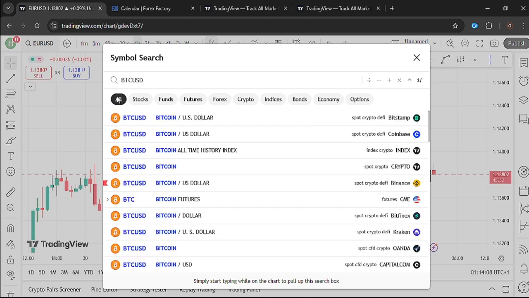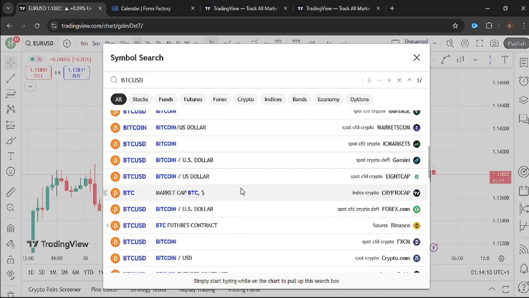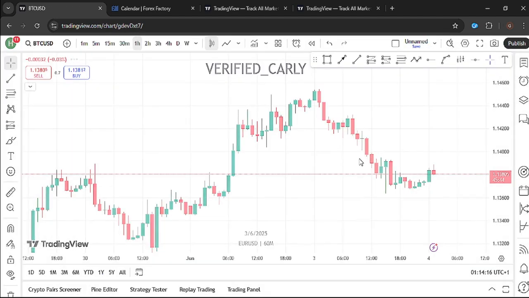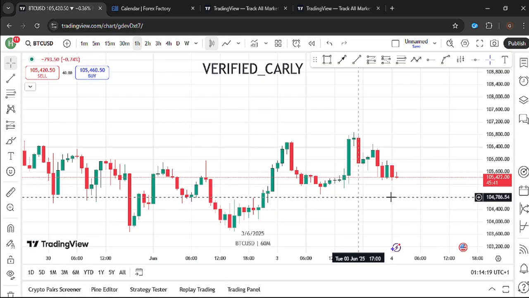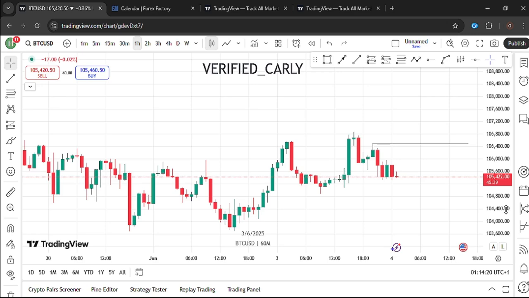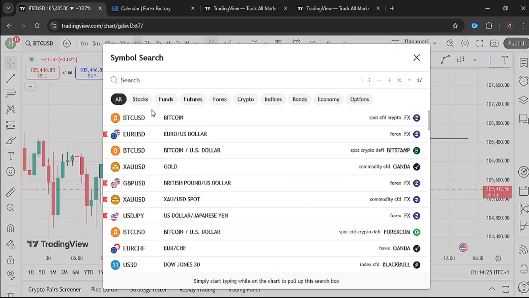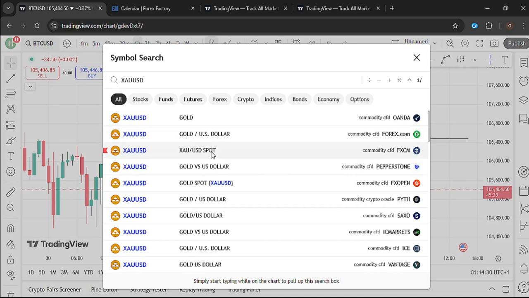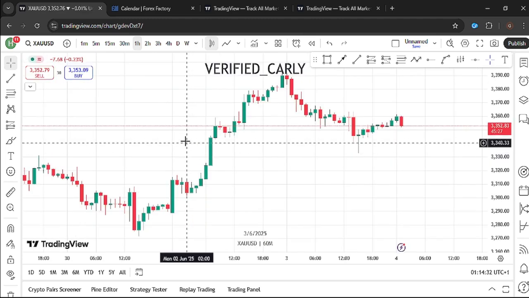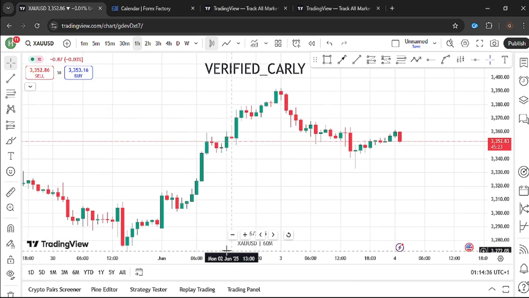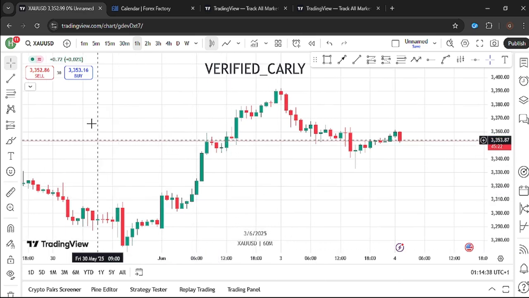You can see I normally use FXCM. That is this broker, look at it, FXCM. So BTC/USD. You see, any pair that you want to search, whether gold, whether XAU/USD, any pair, the symbol search is what you can use to search for them. Okay, then let's move to another thing.